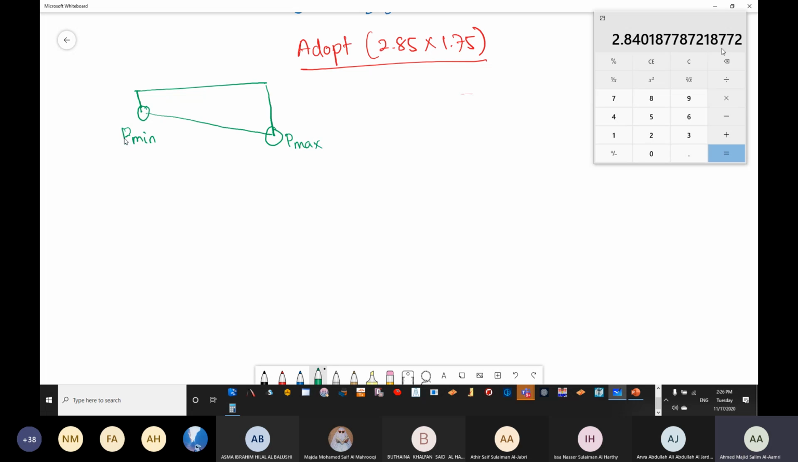Now, what we try to do is calculate P maximum. We said that this P maximum is equal to P over A plus 6M divided by BD squared. And this P minimum is equal to P over A minus 6M divided by BD squared.